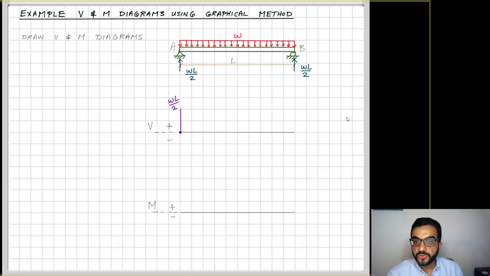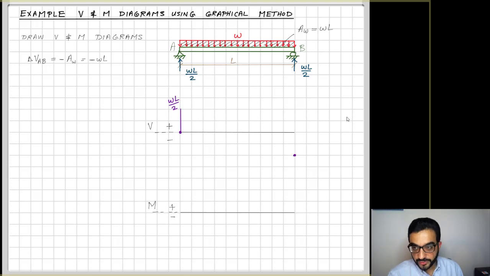Now the difference of the shear between these two points, A and B, equals the area under the load curve. The load curve here is simple, it's just a horizontal line with height W and the length is L, so the area is WL. But remember that the difference between two points is equal to negative the load area. So if I start with VA equal to WL over 2, I will drop by WL until point B.